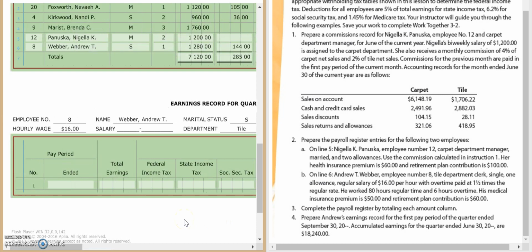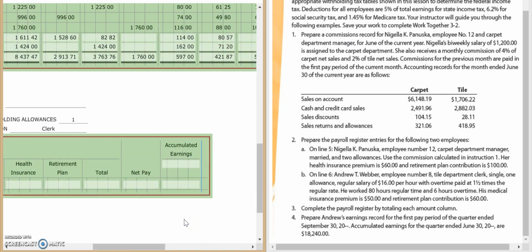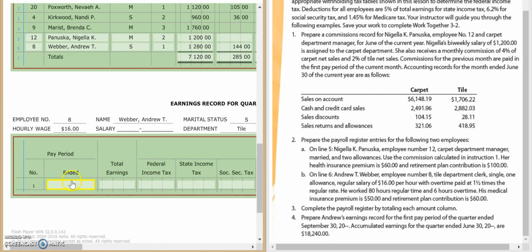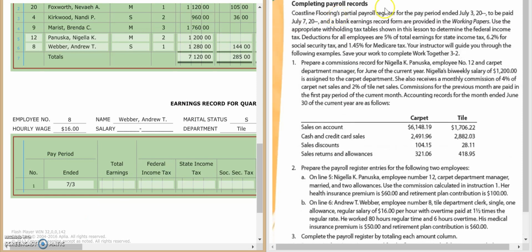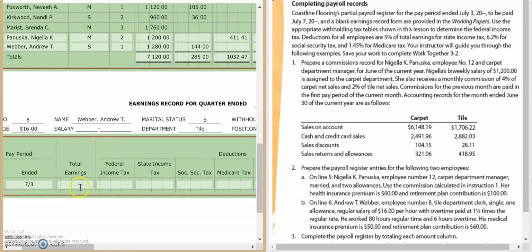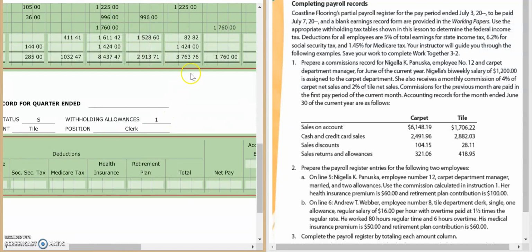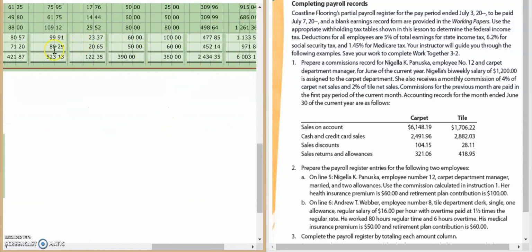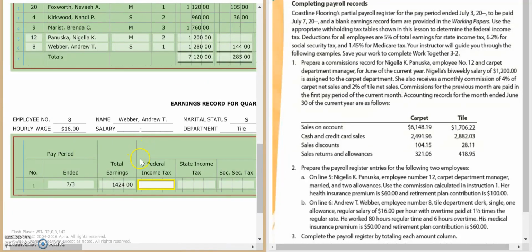So as we come down here, we're putting this in for the pay period that ended on 7/3. Again, this information comes from right here. It says the pay period ended on July 3rd. Okay. His total earnings, again, this is just coming from right up here, all the things we just figured. His total earnings for that pay period were $1,424. His federal income tax, again, we just scroll over, was $71.20.